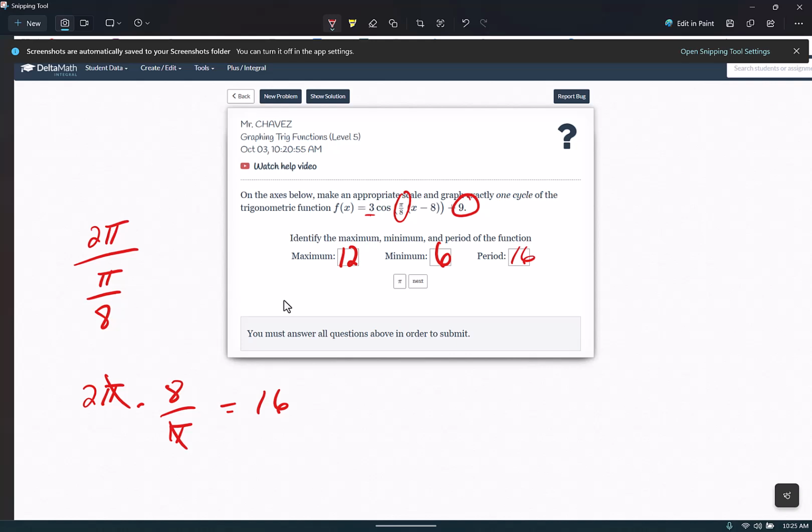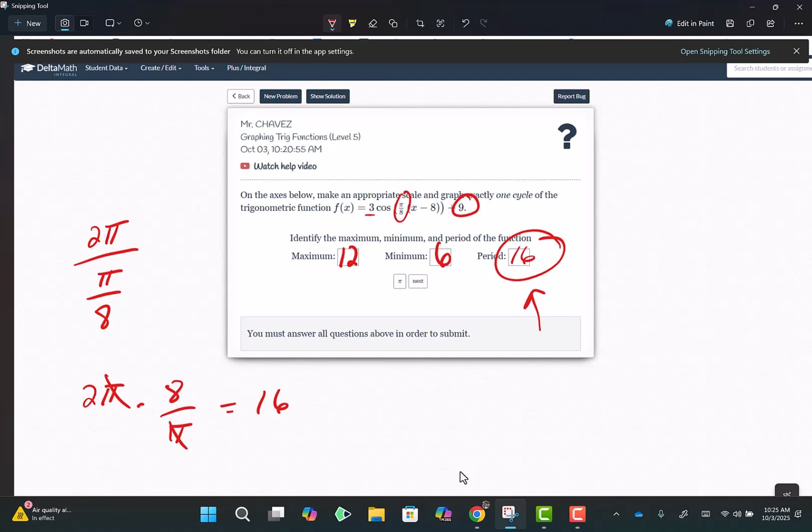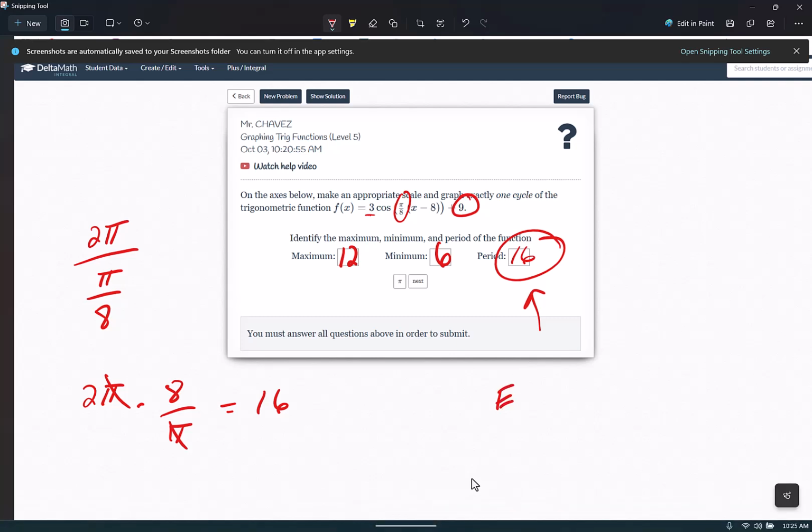All right, guys, now real quick. This is the entire period from one peak to the next peak. You're going to break it down into quarters. So whatever you get here, you're always going to divide that by 4. So each quarter is whatever that number is divided by 4. In this case, each quarter is 4 long. That's my delta x. Does that make sense, guys?